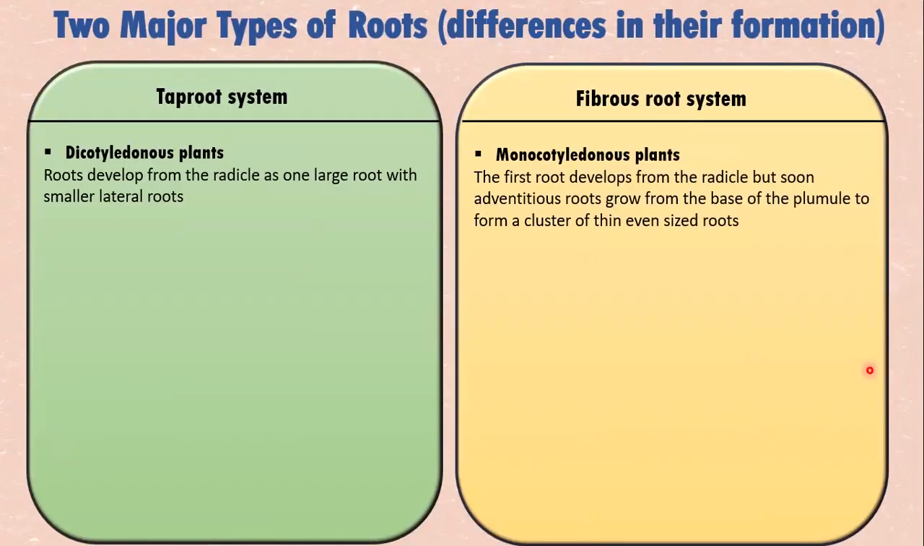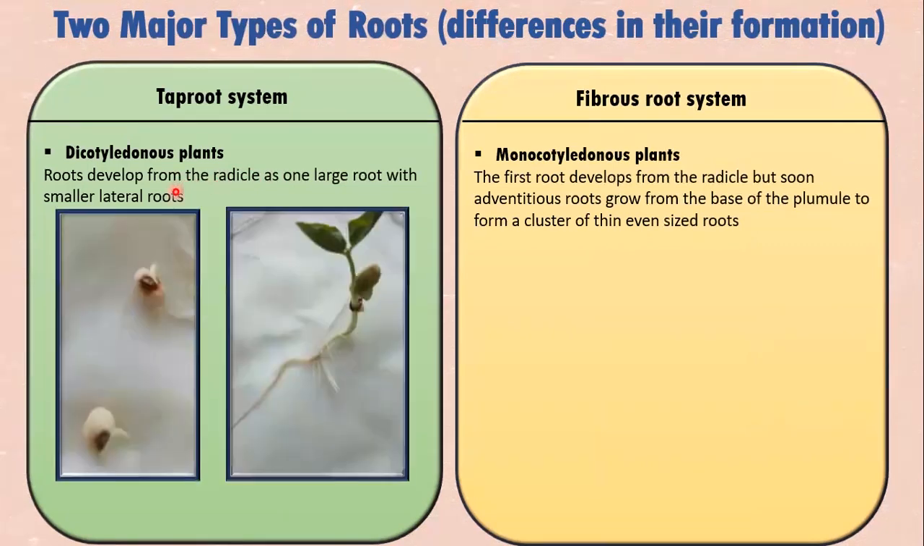So we want to now consider the two major types of roots, the taproot system and the fibrous root system. Now, the taproot system is found in dicotyledonous plants, and they are roots that grow from the radicle, one large root, and quickly smaller lateral roots. So we have here this root growing from the radicle. It produces the primary root and quickly lateral or secondary roots.